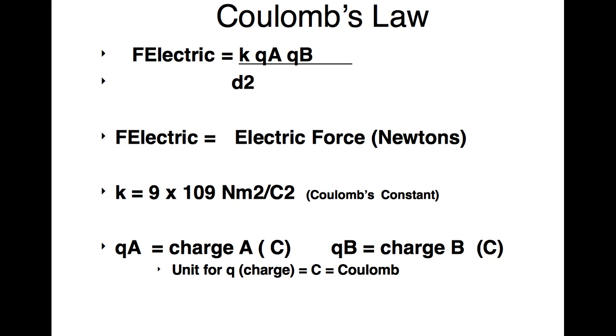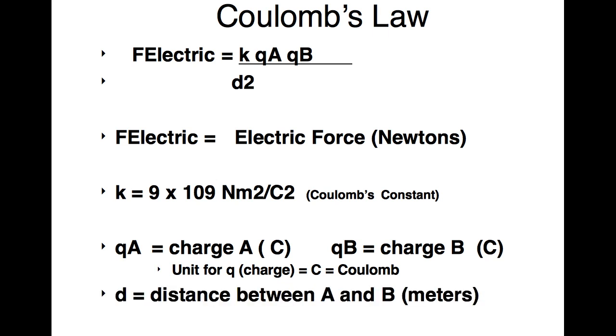So QA and QB, or Q1 and Q2, however you see it, is the charge of two objects, measured in coulombs. Distance is the distance between the first object and the second object in meters.